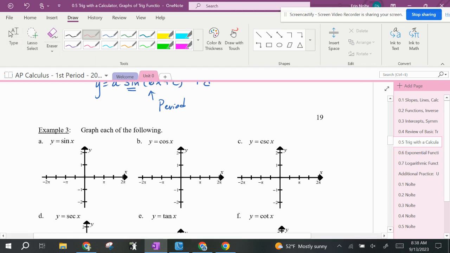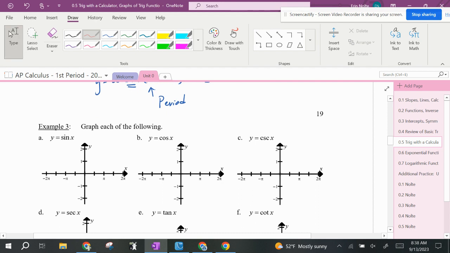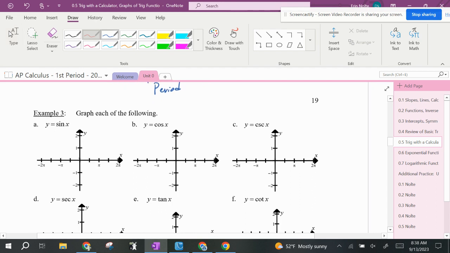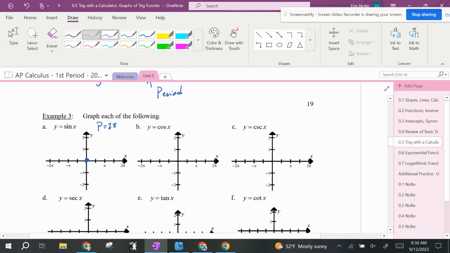Okay, do you guys remember where the sine function starts? At the origin, good. So it starts at the origin. It does have a period of 2 pi, which means it's going to do one full cycle and end at 2 pi. So it's going to cross right at pi.